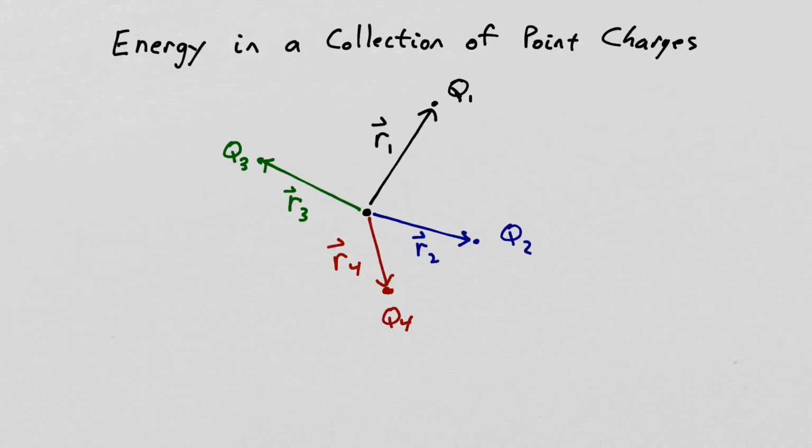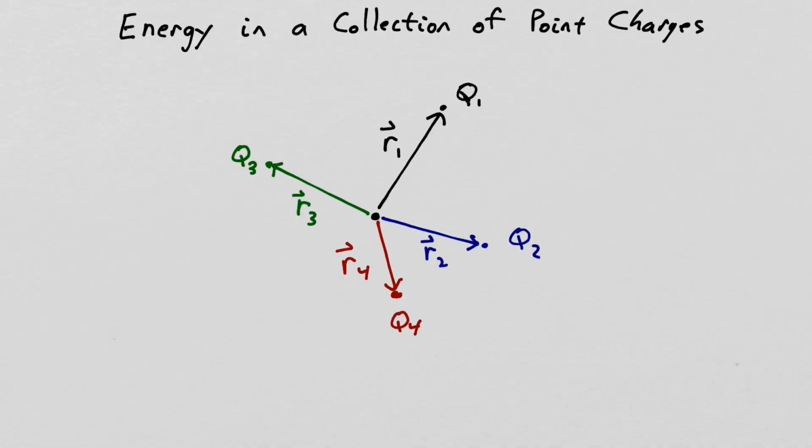Let's determine the potential energy, the energy stored in a charge configuration. If these charges were at infinity, to bring them into these positions would take work. You'd have to apply forces to each charge and move them to their final positions. The amount of work that takes would be the potential energy of this charge configuration.